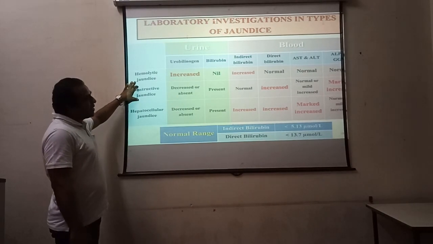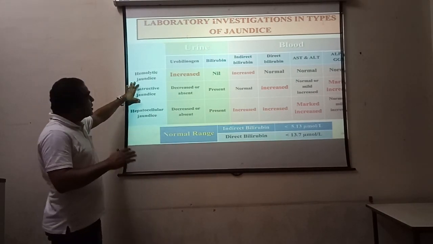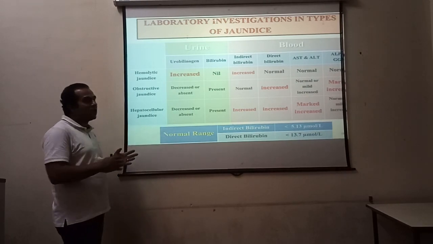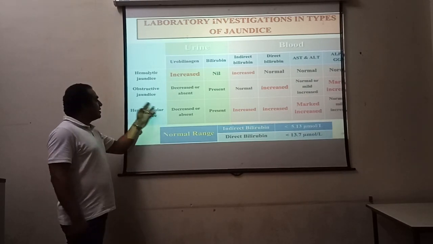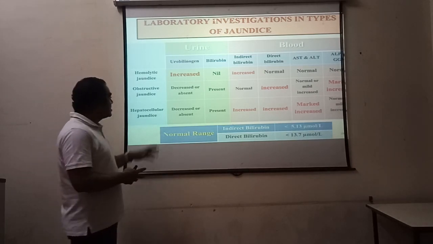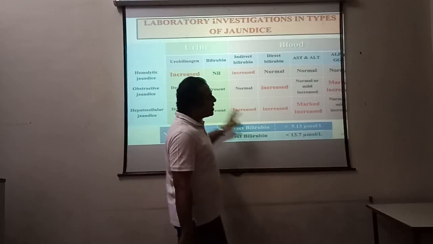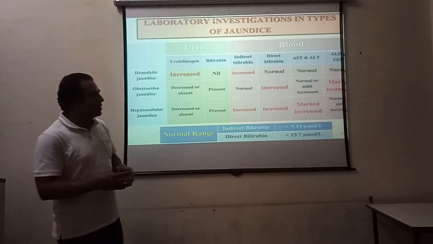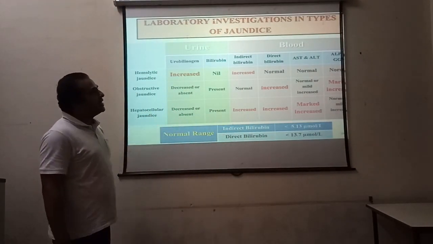In terms of SGOT and SGPT, in pre-hepatic jaundice it remains normal. In case of obstructive jaundice, it can be normal, mild or increased depending on where the location of obstruction is present. And in case of hepatocellular, it would always be increased because in hepatic jaundice there is some destruction of hepatocytes.